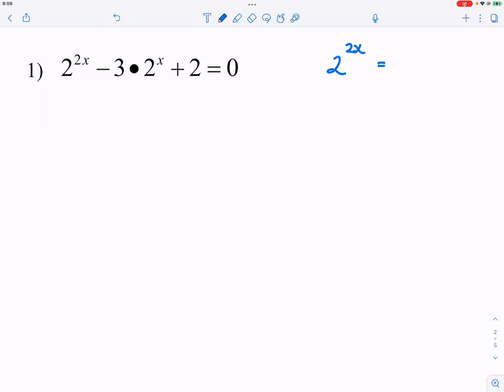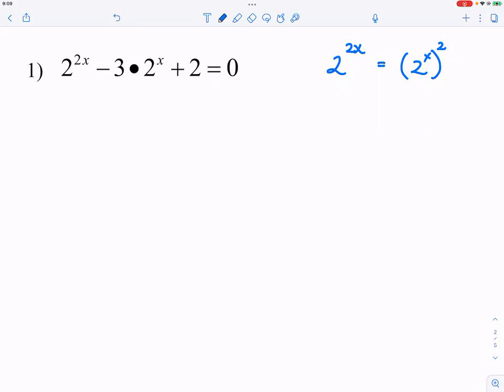2 to the 2x can be expressed as 2 to the x power squared. They are the same. They are the same, right? So 2 to the 2x is equivalent to 2 to the x power and then squared. I want you to write this down first, because if you don't write this down, things won't make sense at all. Like, you can always separate x in the power.